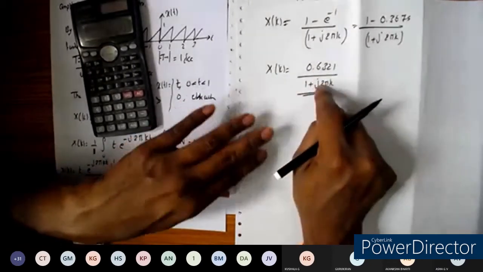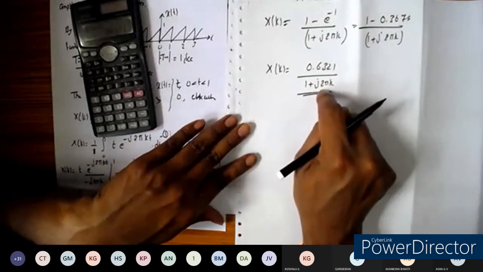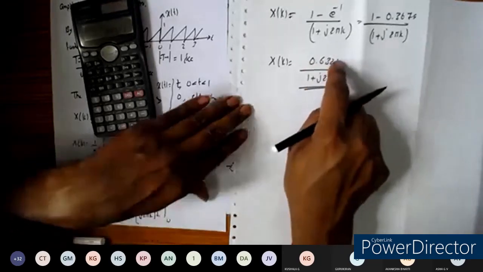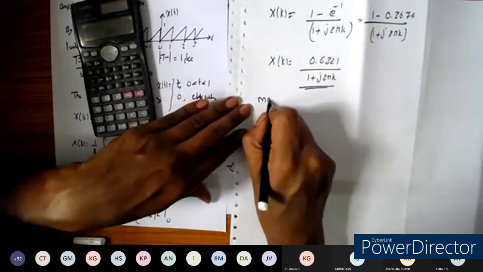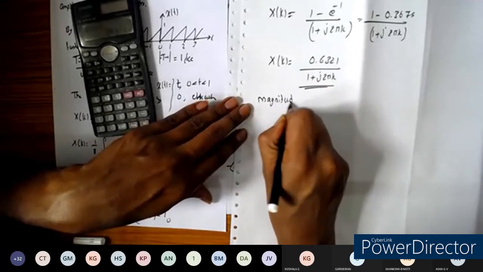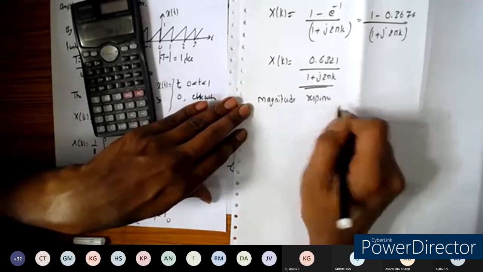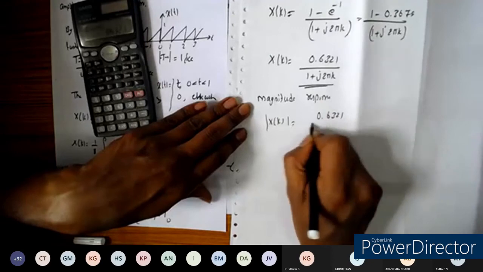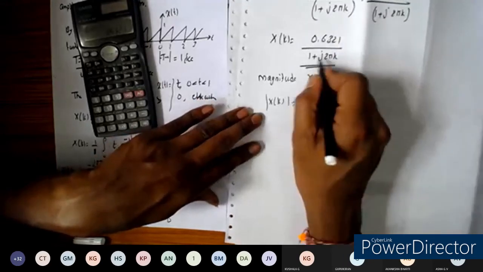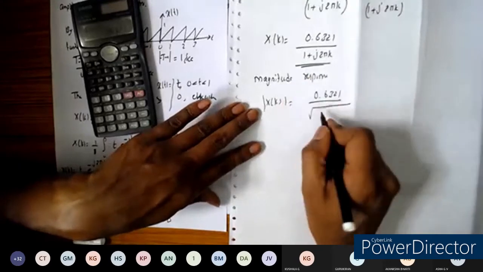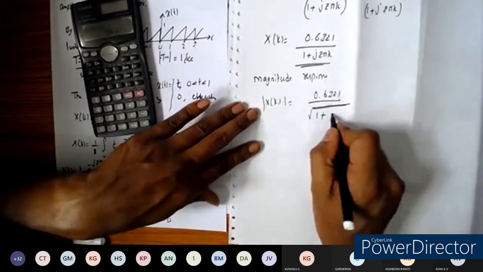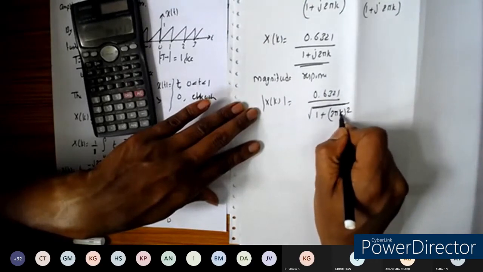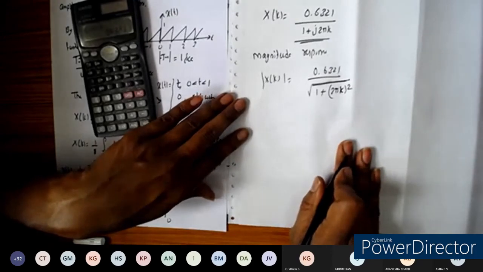Now let us find out the magnitude response here. We need to find the magnitude for the denominator, and the phase for the denominator. For the numerator, since it contains only a real part, there is no need to find it. So take the magnitude response, the magnitude of x of k. 0.6321 is a constant, so it remains the same. For the denominator, the magnitude of a plus jb is the square root of a squared plus b squared. So a squared is 1 plus b squared is 2 pi k the whole squared. So the square root of 1 plus 2 pi k the whole squared is the magnitude.